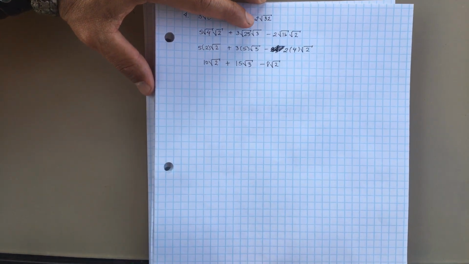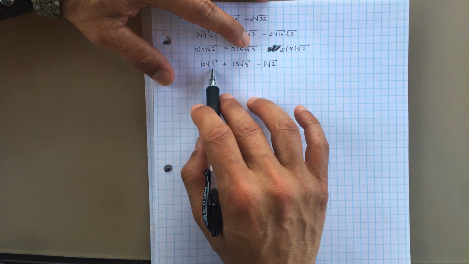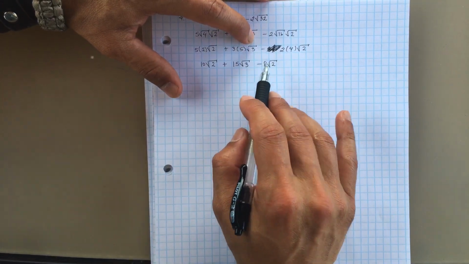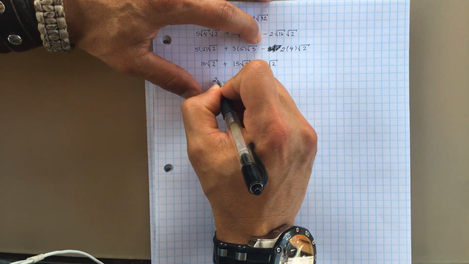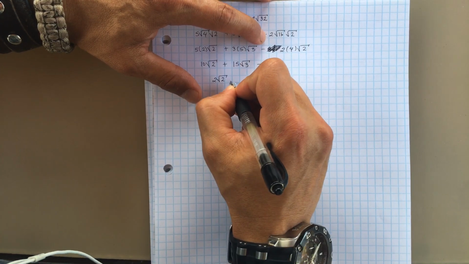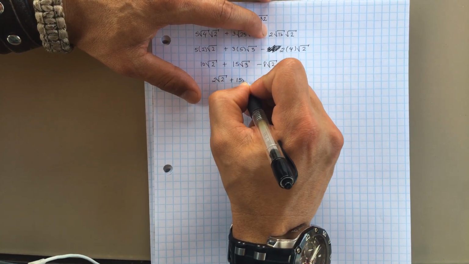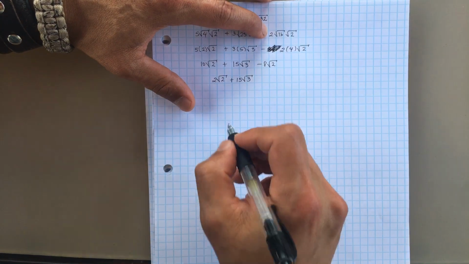So now, okay, the radical 2's go together, so 10 minus 8, 10 menos 8 is 2 radical 2, plus 15 radical 3. And there it is, guys. You finished.